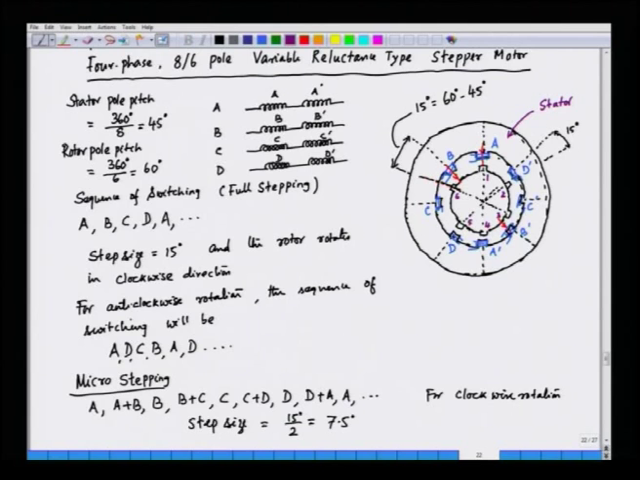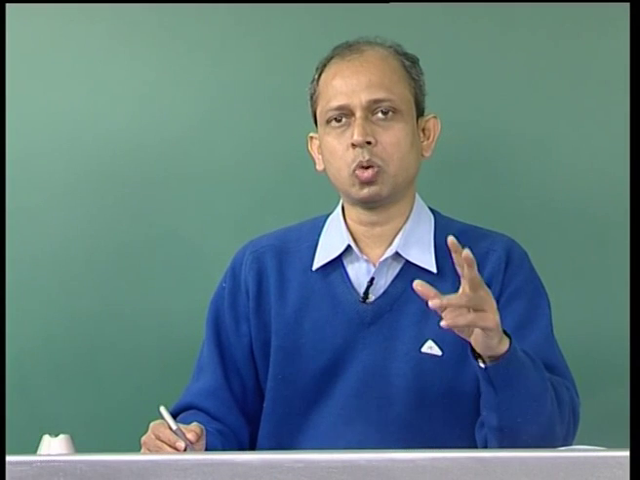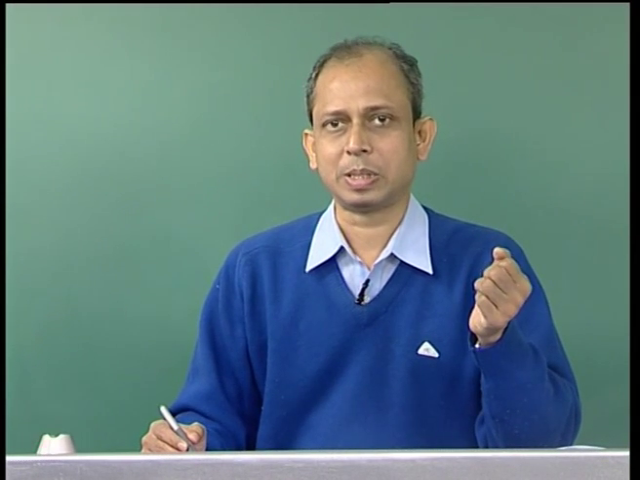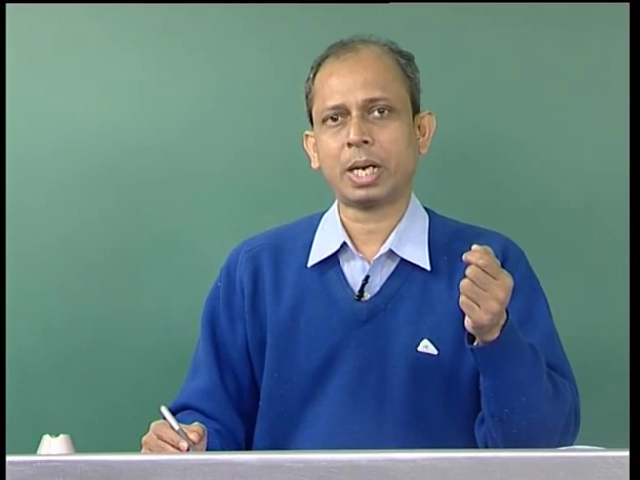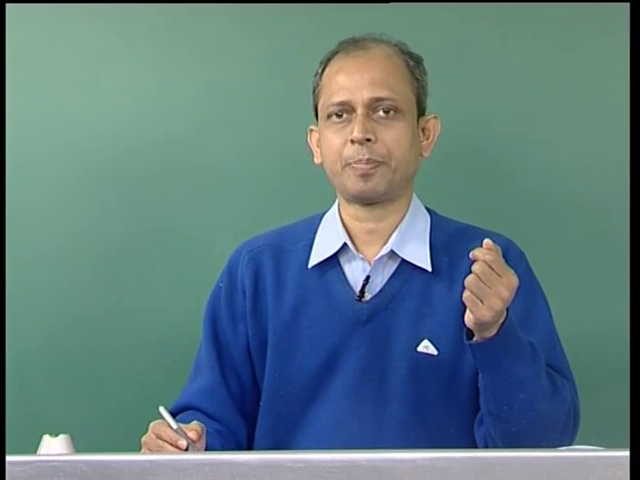So, we have the poles, in this case A, B, C, D, and these are basically the phase windings. Every pole is wound with a phase winding, a concentric winding. So, we have A, B, C and D, and then A prime, B prime, C prime and D prime. So, these are the 8 poles in the stator, and out of 8 poles, 2 poles will make a stator phase. A and A prime will make a stator phase, they are series connected.